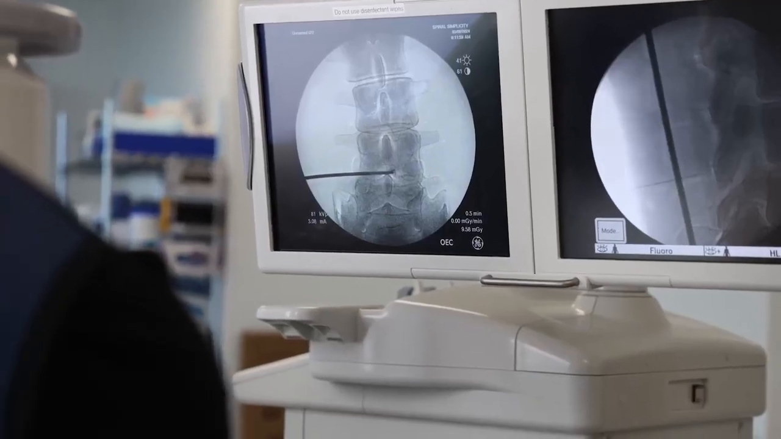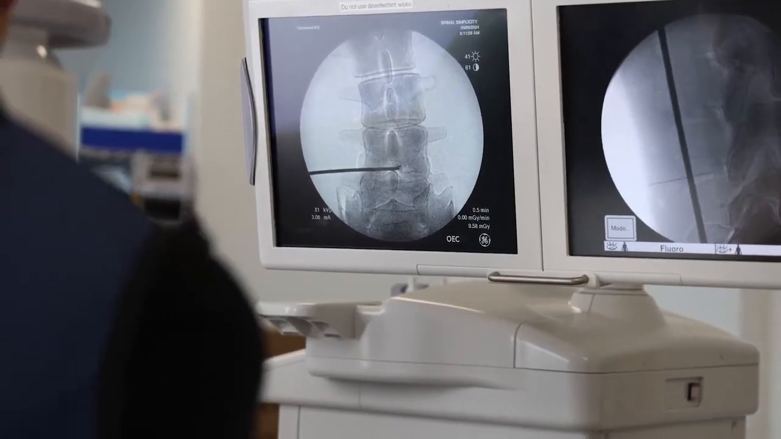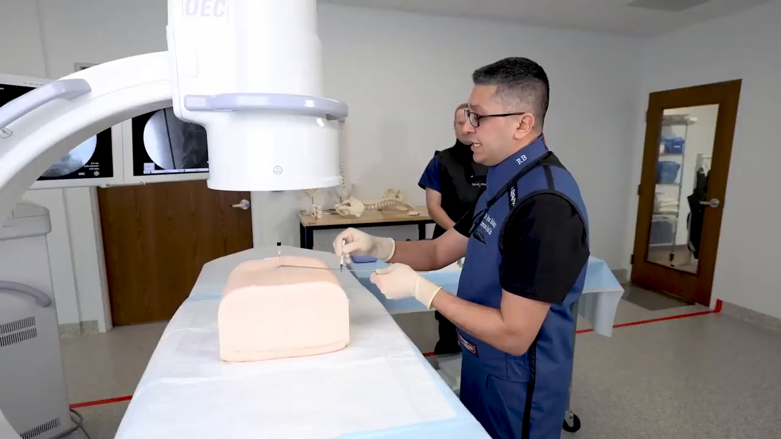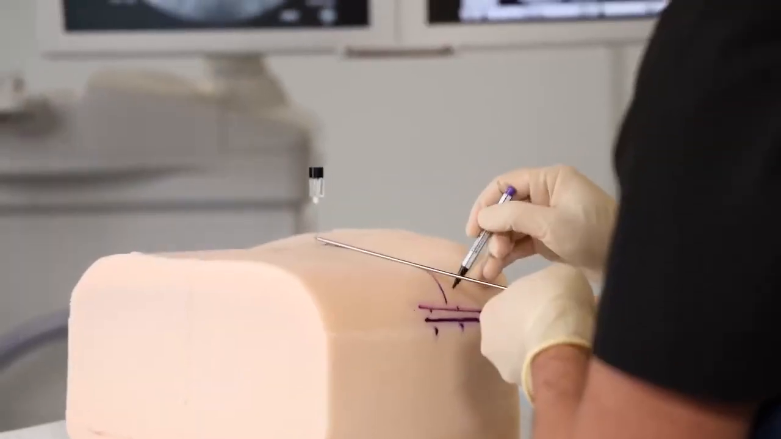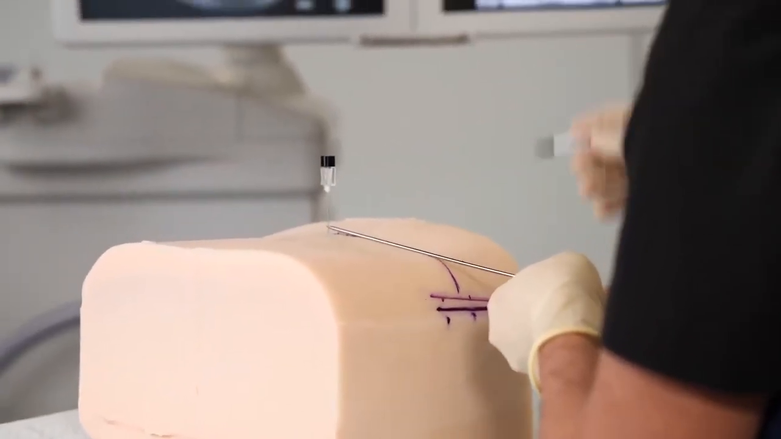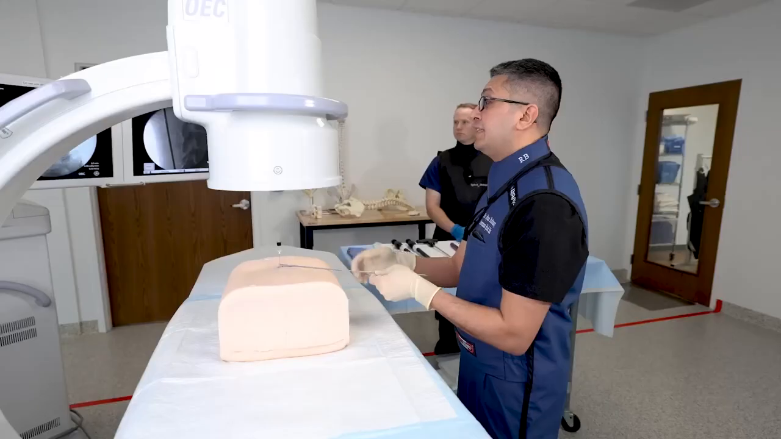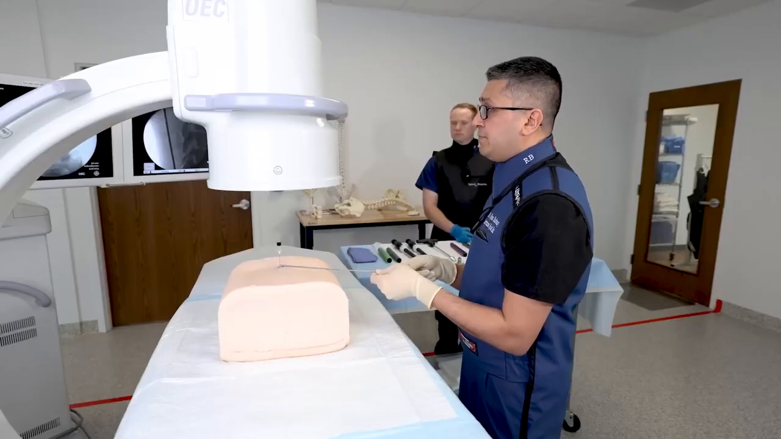So in the AP view, this is very important. What I would recommend, and what I do in my patients, is that I draw a line from where that spinal needle is all the way down to where the anterior and the posterior lines that I've drawn on the lateral view.